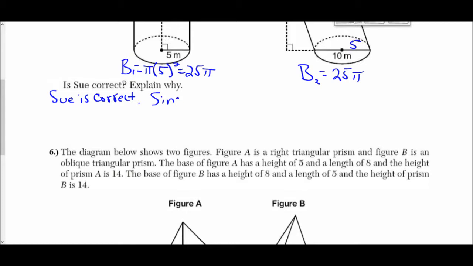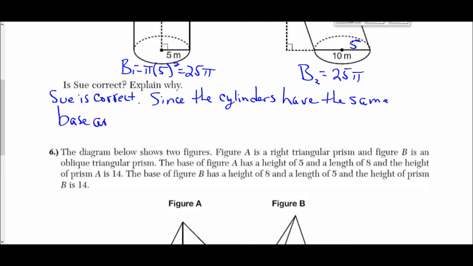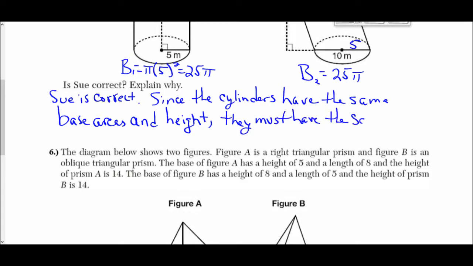Since the cylinders have the same base areas and height, they must have the same volume.